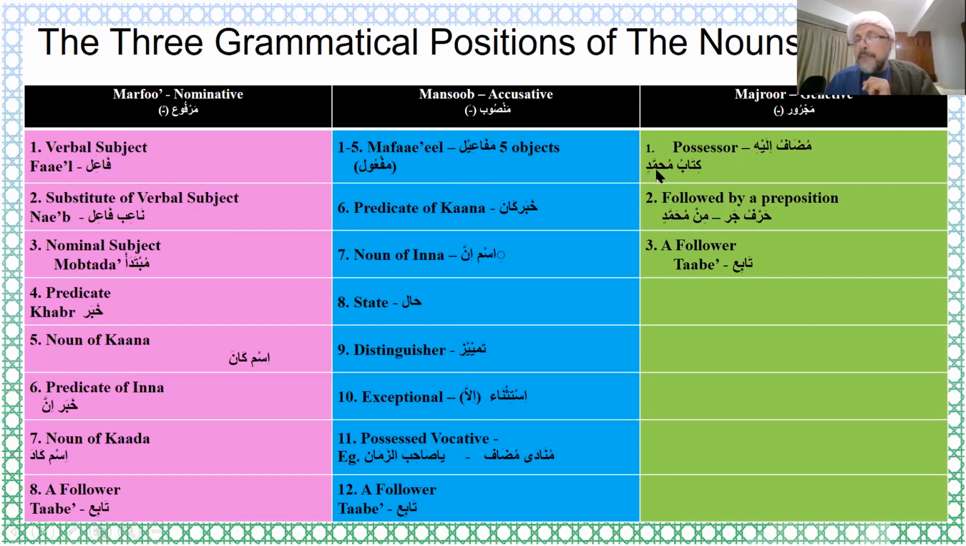One is Kitabu Muhammadin, book of Muhammad, and then we have min Muhammadin, preceded by a preposition, min, with the e sound, okay, and then we have the tabi'. All this, inshallah, we are going to discuss tomorrow.